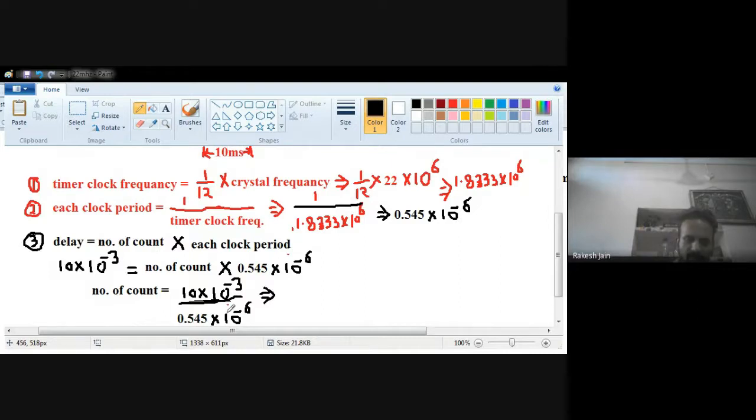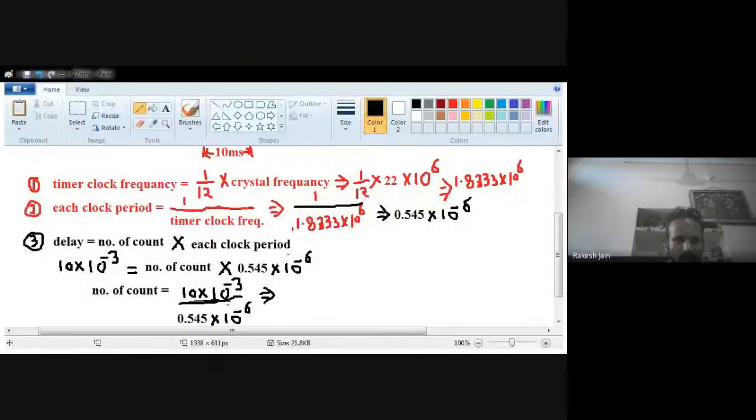We just check. First of all, 10 divided by 0.545 is what? I just use the calculator to find out the answer. 10 divided by 0.545 will be equal to 18.348. Now this 10 to power minus 6 will be moved to the upside, so it will be 10 to power plus 3. I'm going to write it down here. When 10 to power minus 6 is present, and at the upper side 10 to power minus 3 is present, and already 10 is present, so this will be 10 to power plus 3.